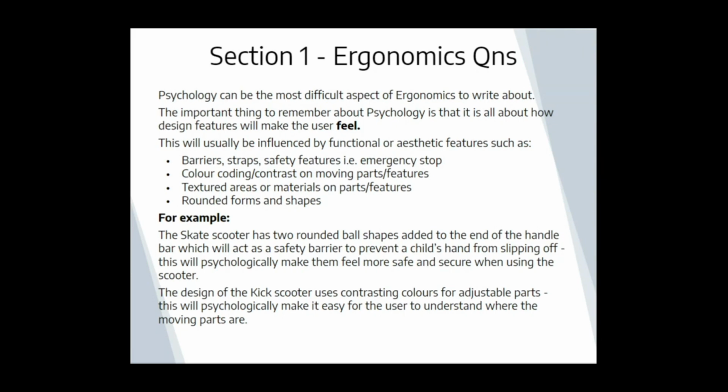If there are textured areas or materials on different parts or features, or if they've used a rounded form or shape. So for example, the skate scooter has 2 rounded ball shapes added to the end of the handlebar, which will act as a safety barrier to prevent a child's hand from slipping off. Looking at that, that's going to psychologically make that child feel more safe and secure when they're using that scooter, because they're going to think when they see it, that's going to stop my hands from slipping off.